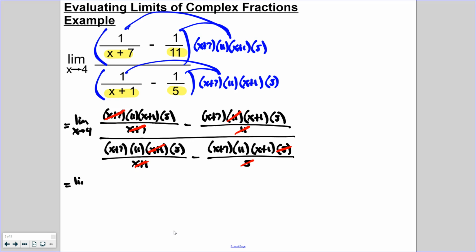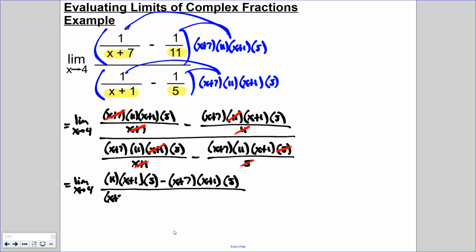This is going to give us the limit as x approaches 4 of 11 times (x plus 1) times 5 minus (x plus 7) times (x plus 1) times 5 all over (x plus 7) times 11 times 5 minus (x plus 7) times 11 times (x plus 1).